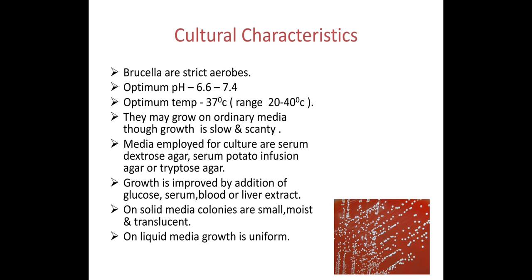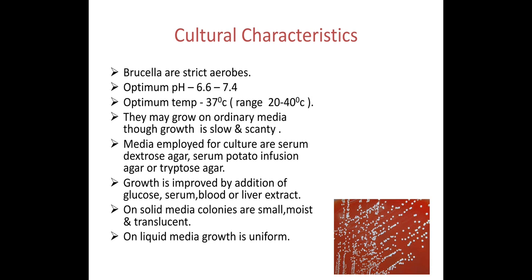Coming to cultural characteristics of Brucellae, please remember Brucellae are strict aerobes. Strict aerobes means they cannot withstand absence of oxygen, and they are highly fastidious, meaning they do not grow very well on the routine basal media. They require extra nutrition to be supplemented in the basal media for them to grow. The optimum pH is around neutral, 6.6 to 7.4.